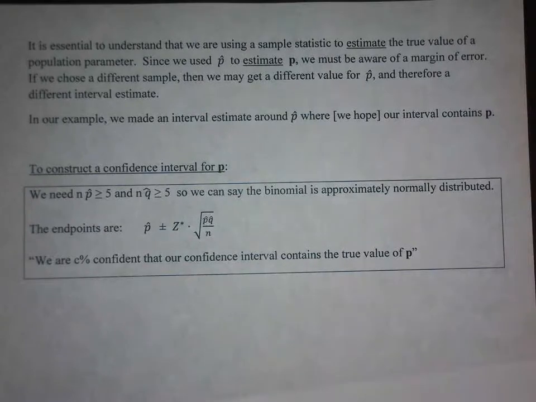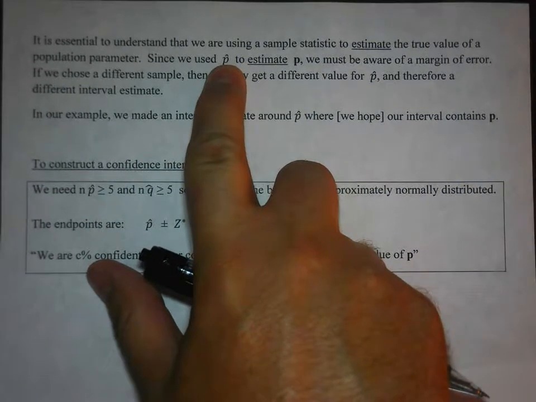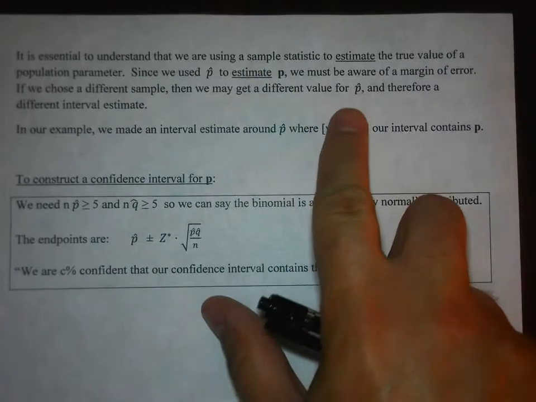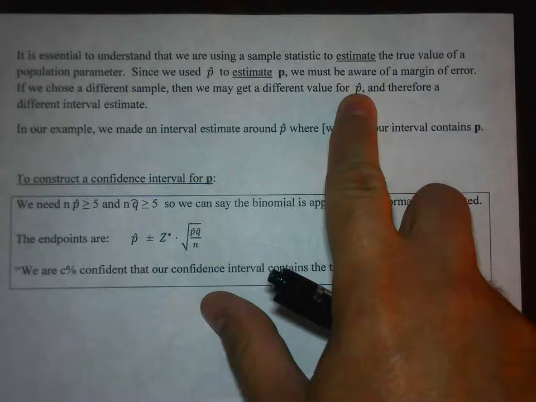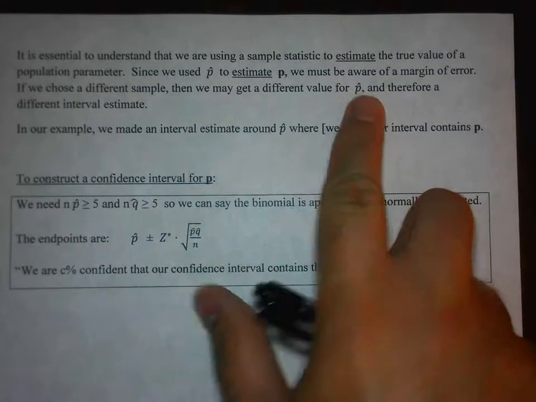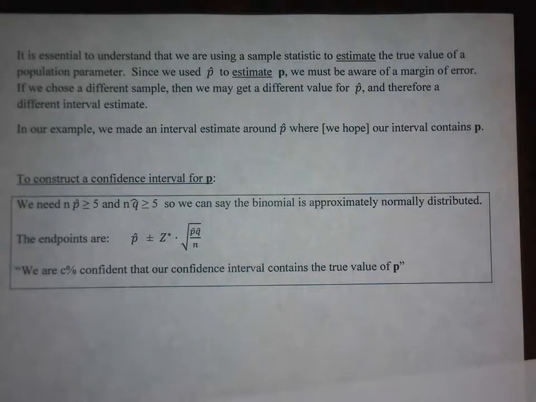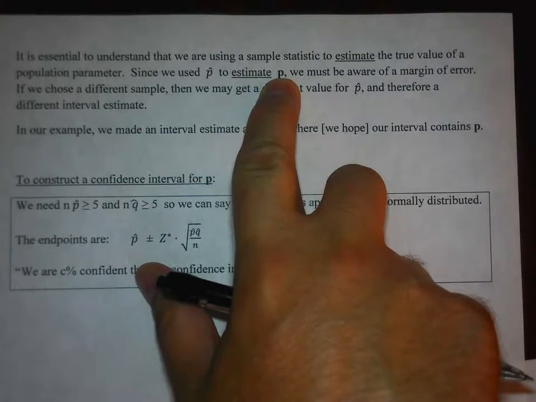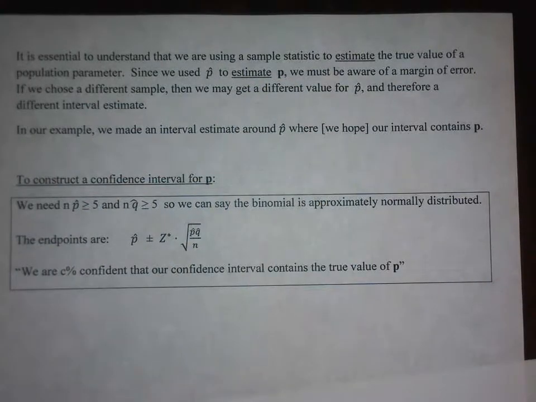And this is the exact same concept as using x bar to estimate mu. If we chose a different sample, we might get a different value for x bar, and therefore a different interval estimate for mu. But again, the concept is exactly the same. It's just that now we're dealing with proportions, percentages, rather than means.